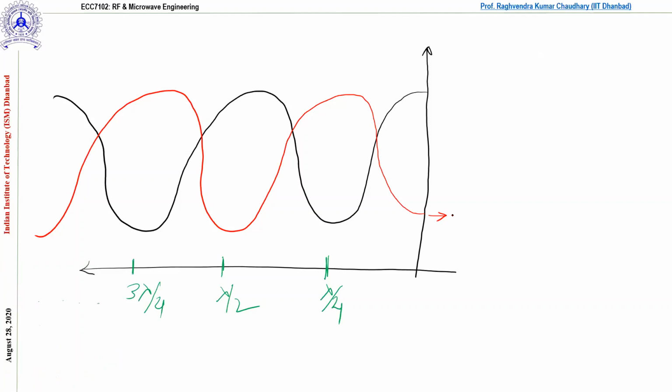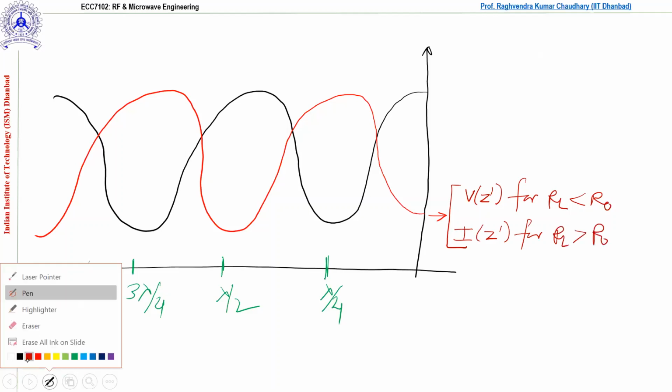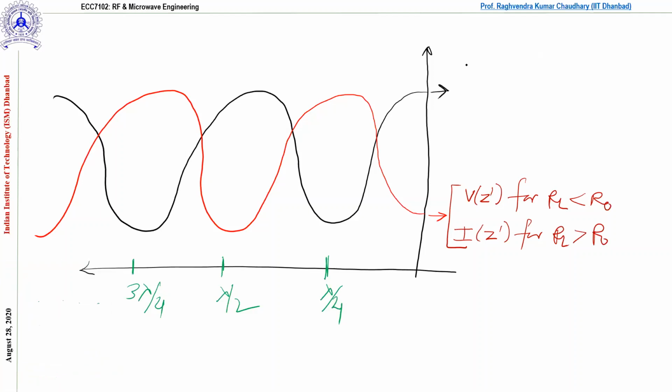And this thing is for, we plotted Vz dash for RL less than R naught. Fine. And Iz dash opposite. And opposite means RL is greater than R naught. Similarly, for this black one, this is for Vz dash for RL greater than R naught, and Iz dash for RL is less than R naught.